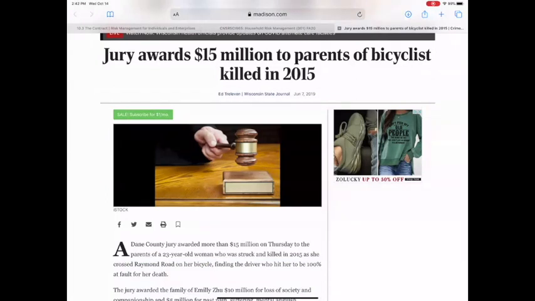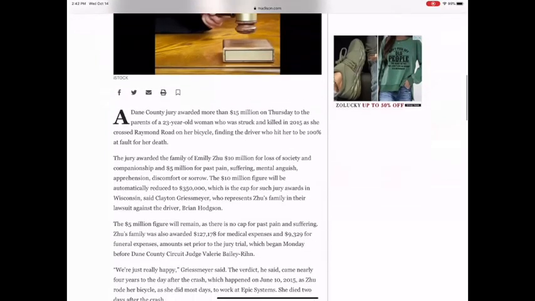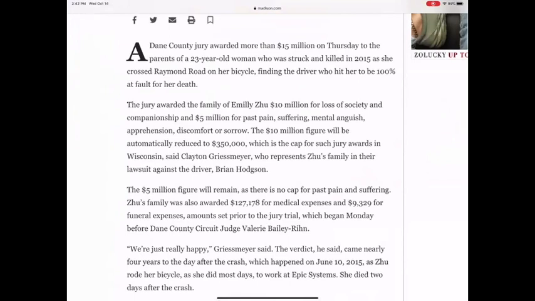This happened in Madison in 2015, where a young man was on his way to work. He worked at Land's End, driving his vehicle, when he hit a woman who was biking to work at Epic. She had been on the bike path and had pulled onto the road in front of the driver, Brian Hodgson, who's my client's brother. And Brian hit her. She lived for a few days, ultimately died.